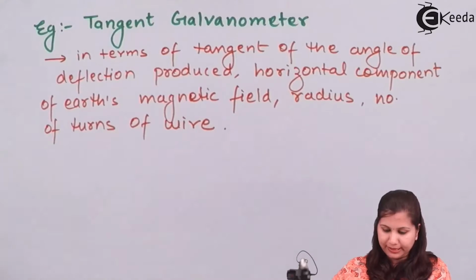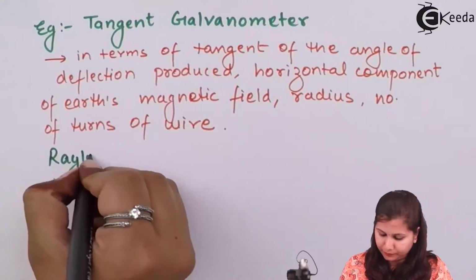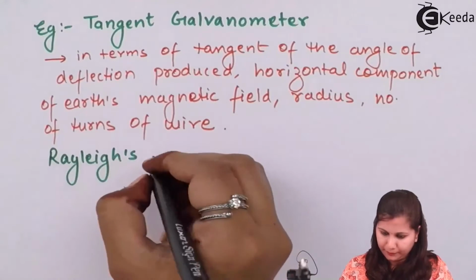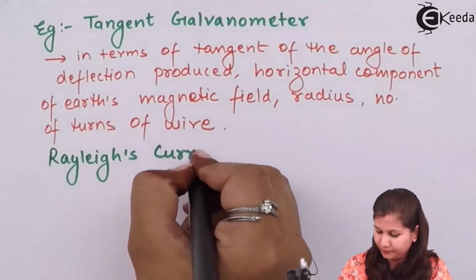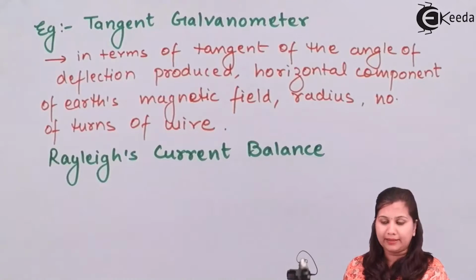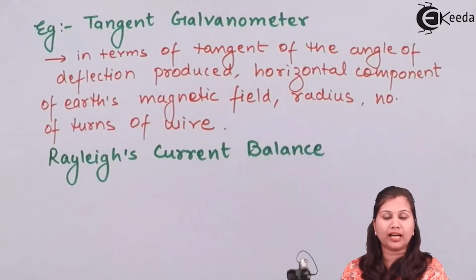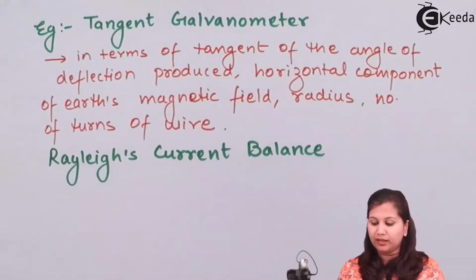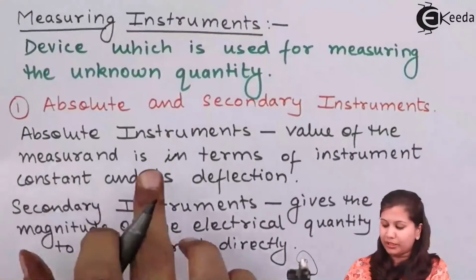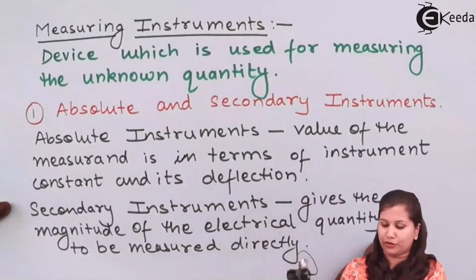Another example is the Rayleigh's current balance. This current balance indicates the value of the current in terms of its constant. So these are examples of absolute instruments where the value of the measurement is in terms of the instrument constant and its deflection.